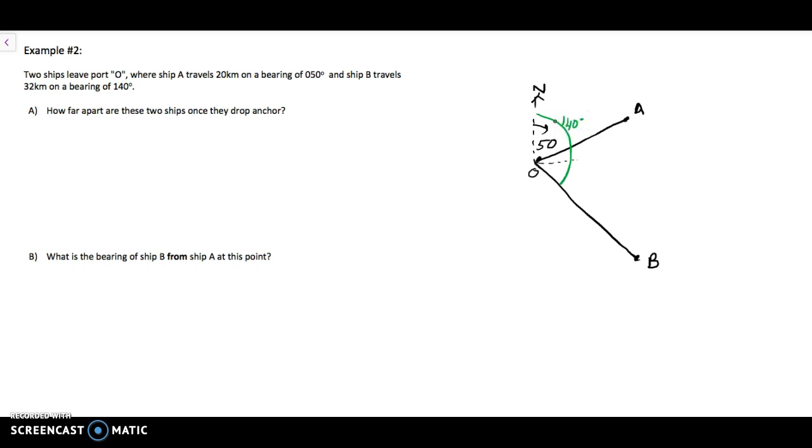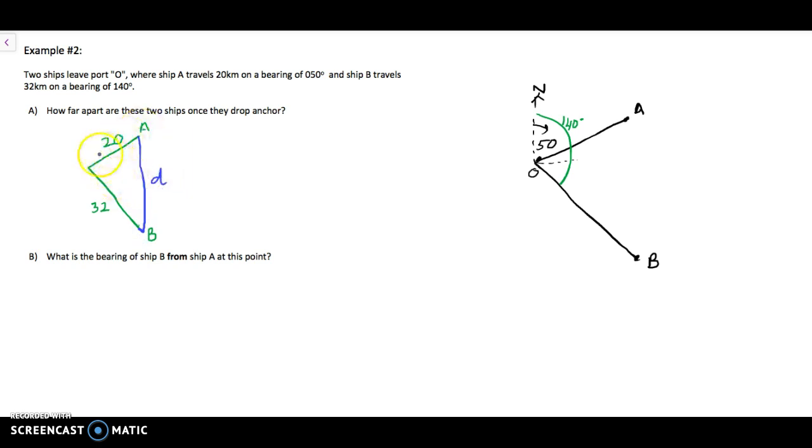So what I want to find out first of all is how far apart these two ships are once they drop anchor. So if we just take this situation for example, we've got A and B, and this is 20 and this one's 32 kilometres. We want to find this distance here, the direct distance from A to B. So we'll call that D.